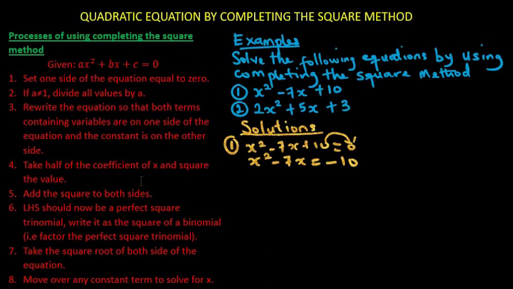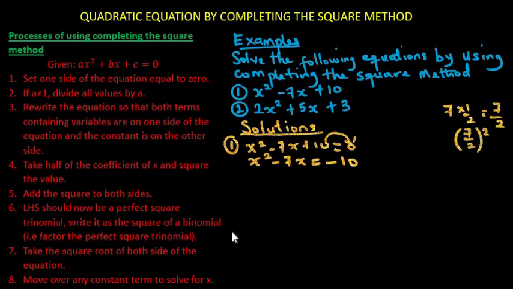Now rule number 4. Take half of the coefficient of x and square the value. The coefficient of x is 7 here. So we'll take half of 7. We have 7 times half, which will give me 7 over 2. So we'll square 7 over 2. We'll have 7 over 2 squared.